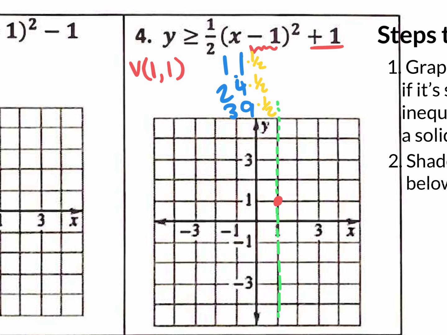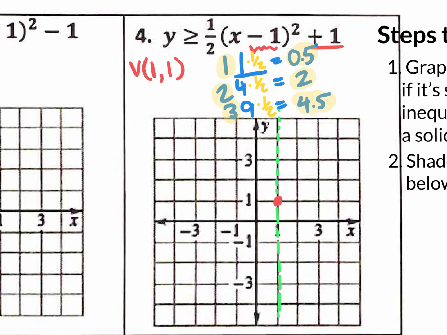So when I think of 1 times 1/2, I will get 1/2, which you could write as a decimal if you want, 0.5. 4 times 1/2, you'll get 2. 9 times half, what's half of 9? That's 4.5. So you could write decimals, you could write fractions, whatever you prefer. But the bottom line is this parabola does open up because it's a positive a value. And from the vertex, we will be going 1 to the side and halfway up, and then back to the vertex, 2 to the side and 2 up, and then back to the vertex, 3 to the side and 4.5 up. So that's what we're going to do.